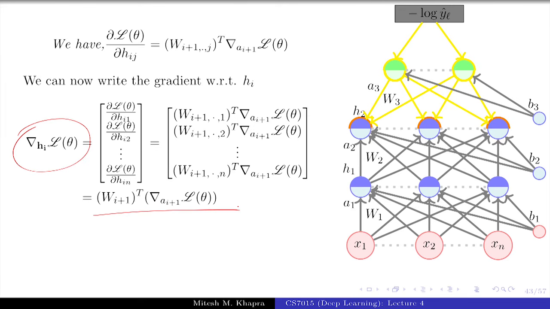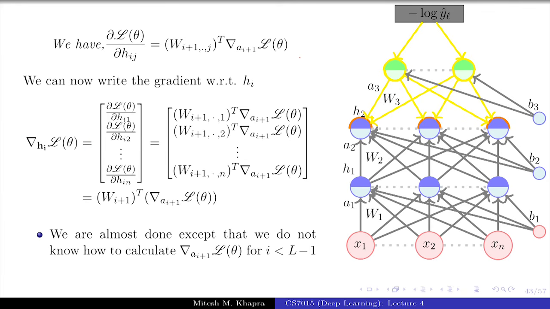What is the special case that I have assumed? I told you that I already know these quantities, but only if i+1 is equal to L. I need to tell you this in the generic case. So we are almost there, except that I don't know this when i is not equal to L, or i is less than or equal to L-1. That's the case that I am looking for.